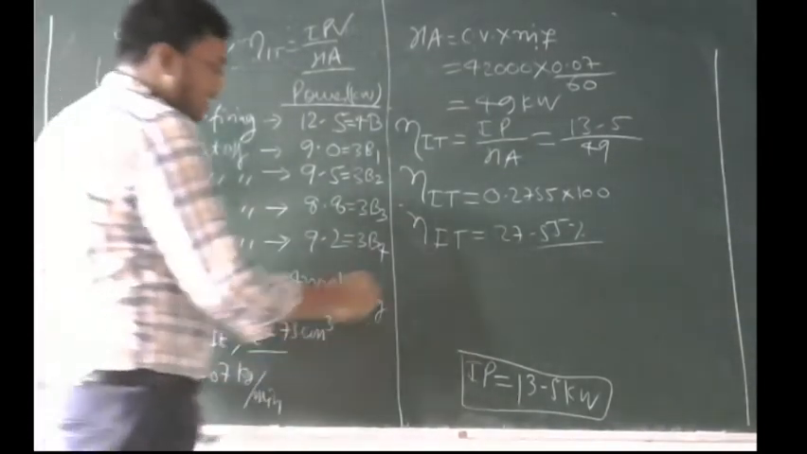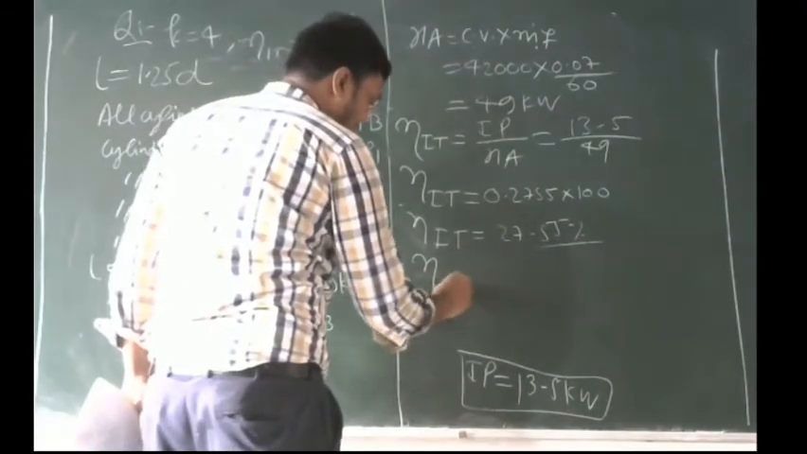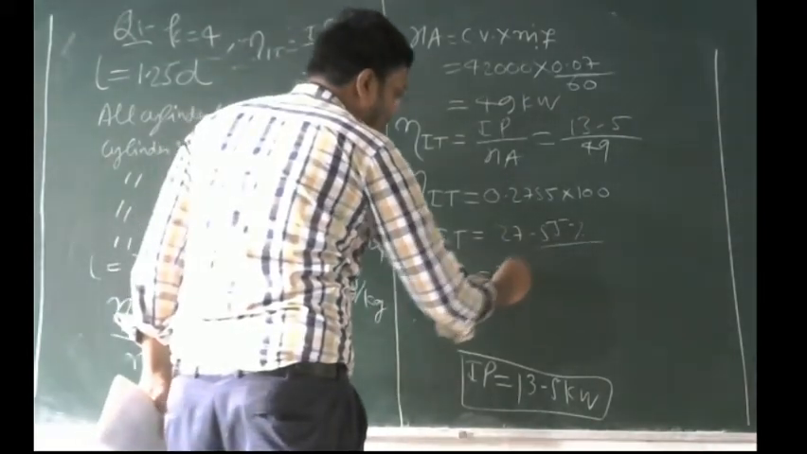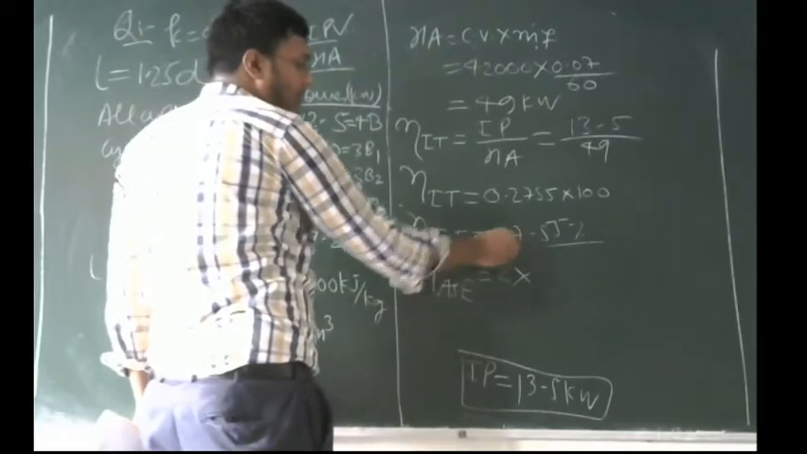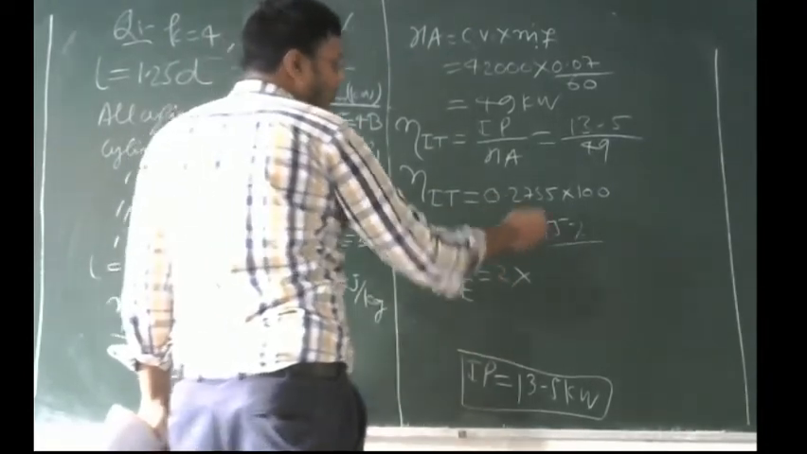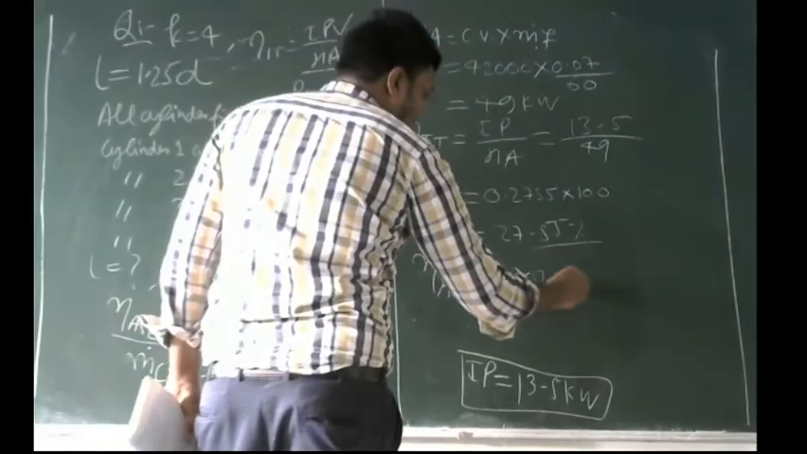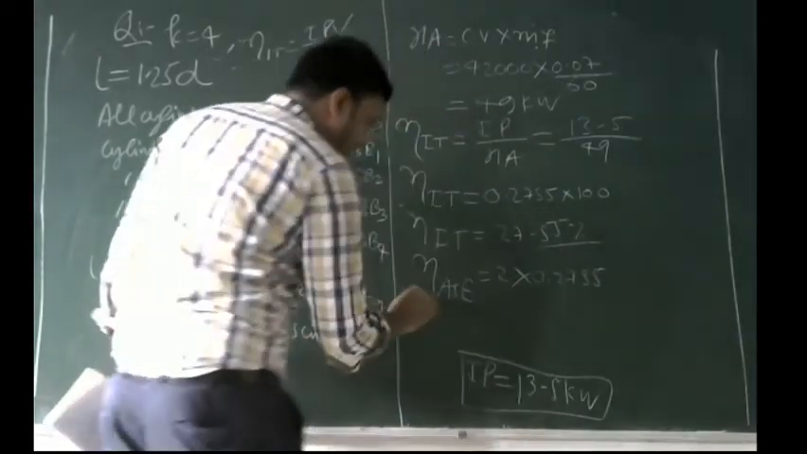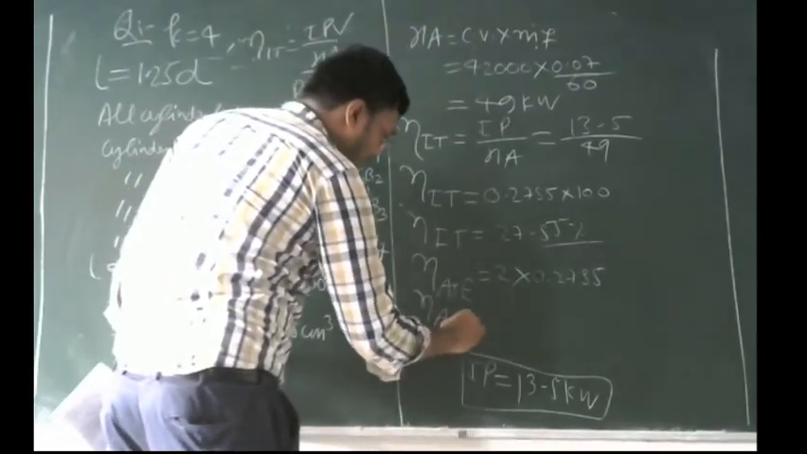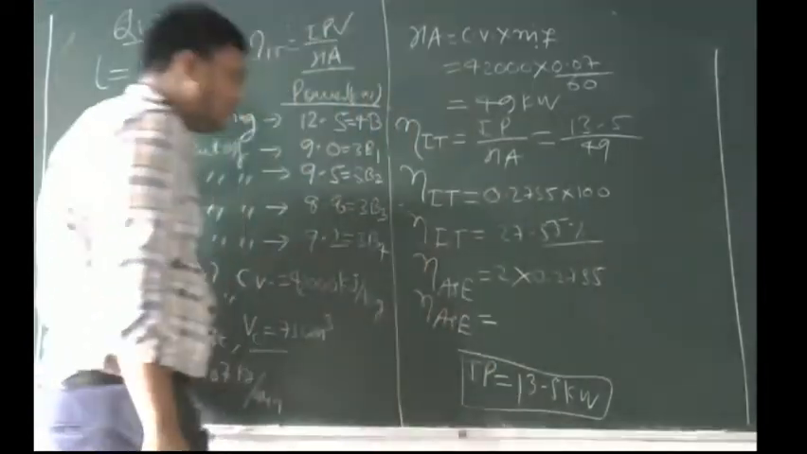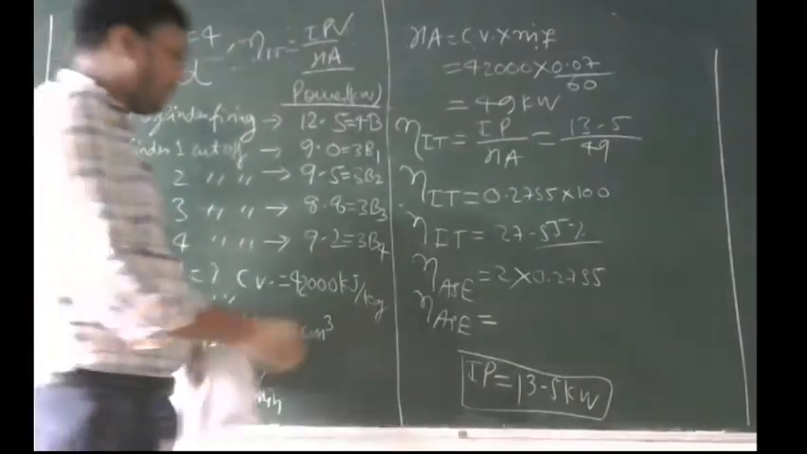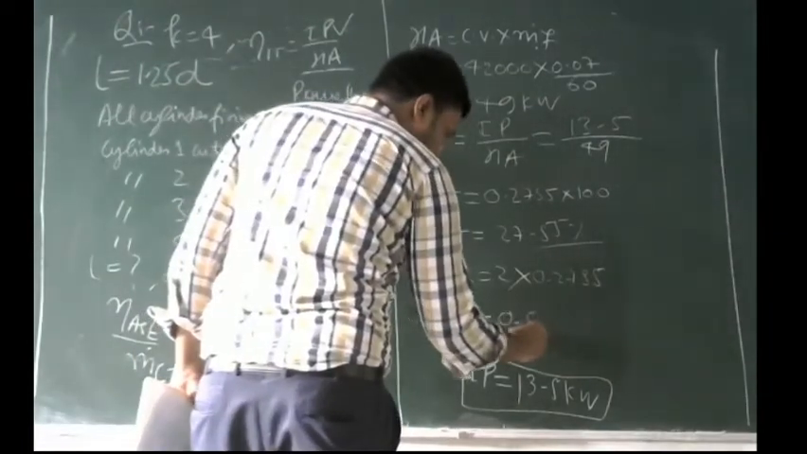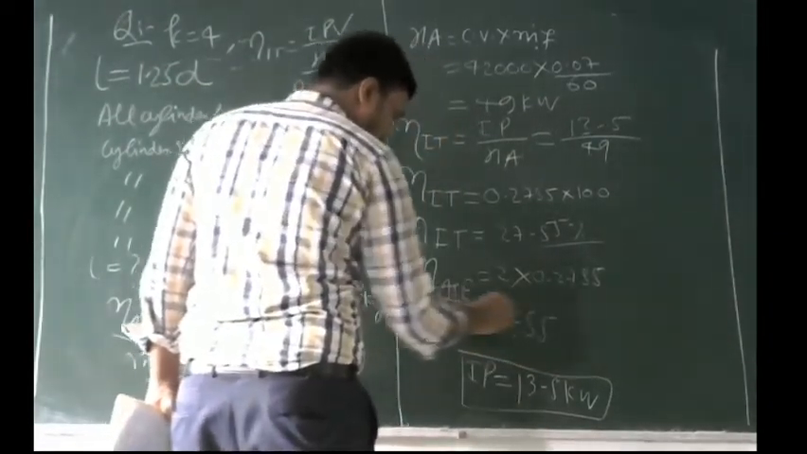Now it is given in the question that eta air standard is equal to 2 times eta IT. Means we can calculate the value of eta air standard is equal to 2 into the value of eta IT. It should be in fraction. We have to put the value in fraction, not in percentage. So in fraction 0.2755. So we get the value of eta air standard, it will come equal to 0.55. This value we need.